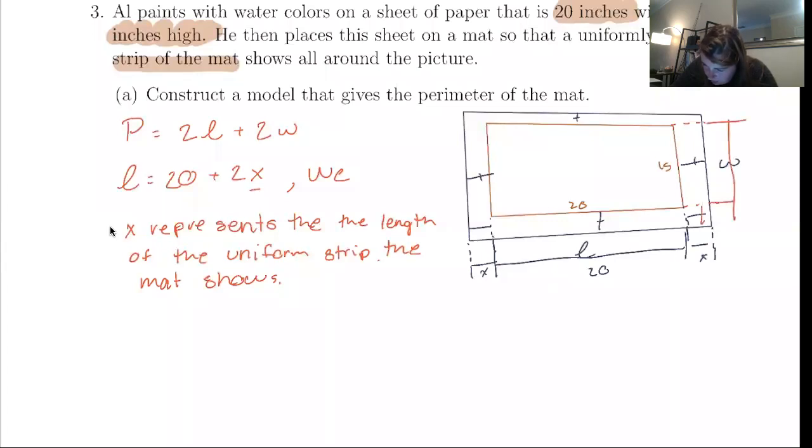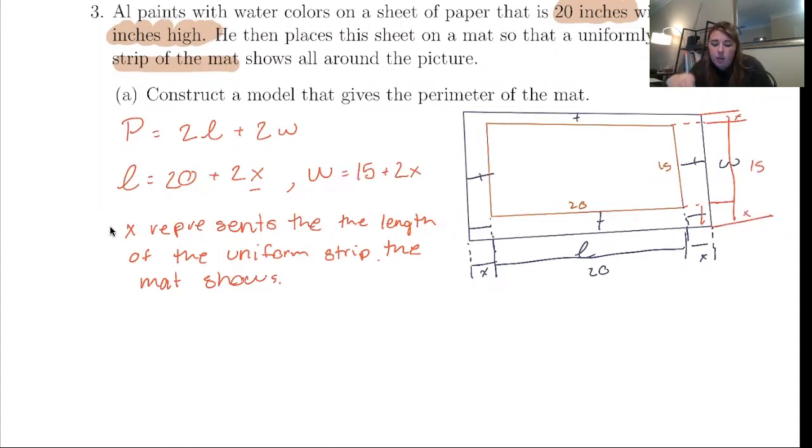W is going to be 15 plus another 2x, right? What's that? W equals 15 plus 2x. Okay, great.